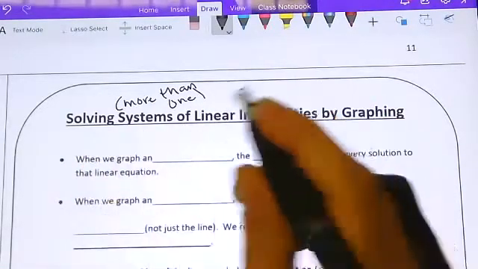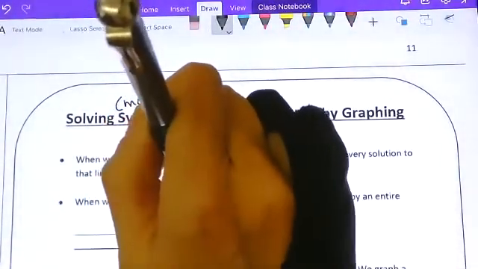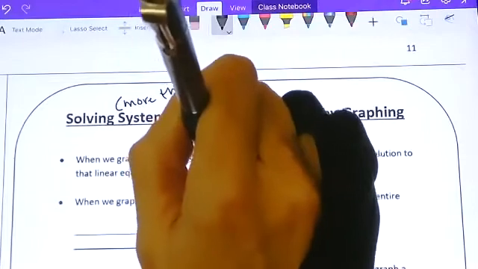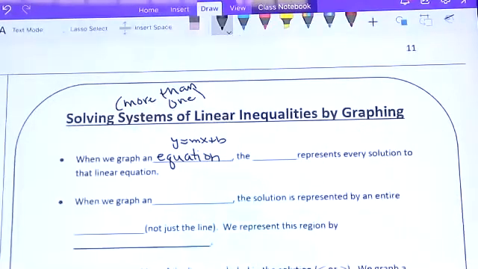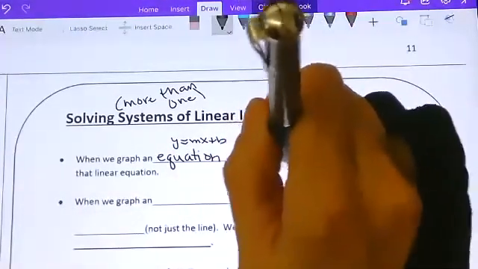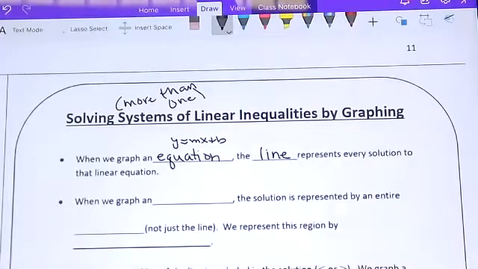So first off, when we graph an equation, y equals mx plus b, the reason we graph the line is because the line represents every solution to that linear equation. We can't solve y equals mx plus b because there are 2 variables. So what we do is we plot all the points on a graph that are solutions, connect them, and they form a line. So that's why we call it a linear equation. So every point on the line is a solution.